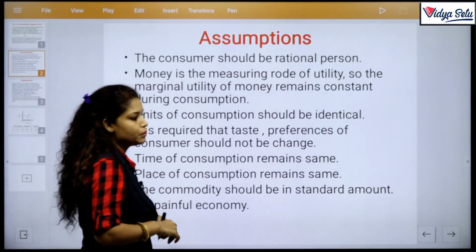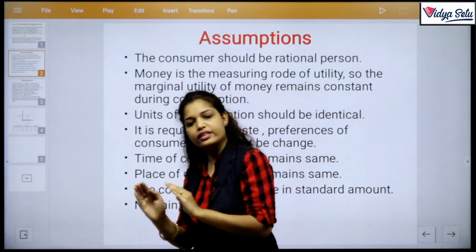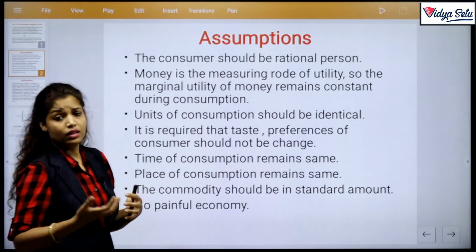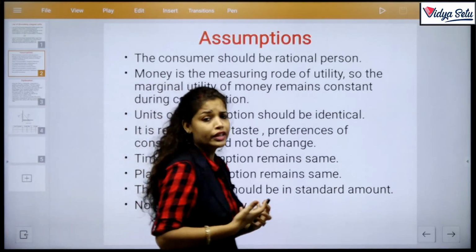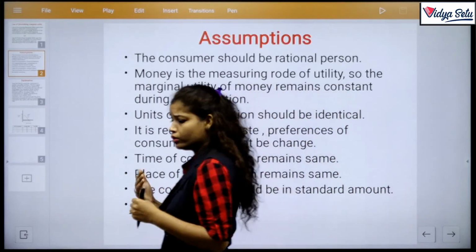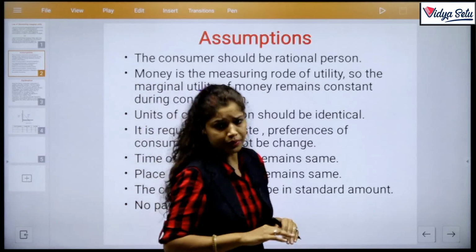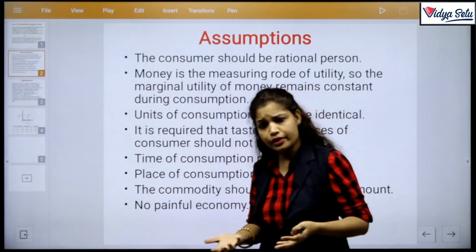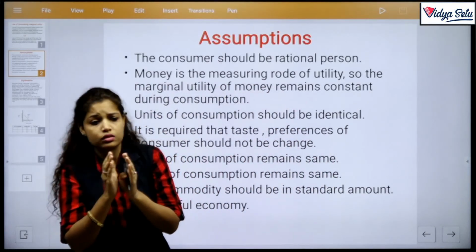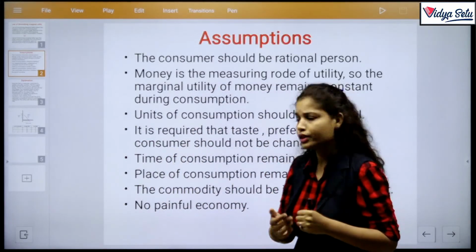Next one, money is a measuring rod is another exception. Clear? How? Because money doesn't remain constant. Marginal utility of money does not remain constant. 10 to 20 years back, 20 rupees had more value than today's 20 rupees. 10 rupees had more value than today's 20 rupees. So, the scale is not perfect for measuring utility.